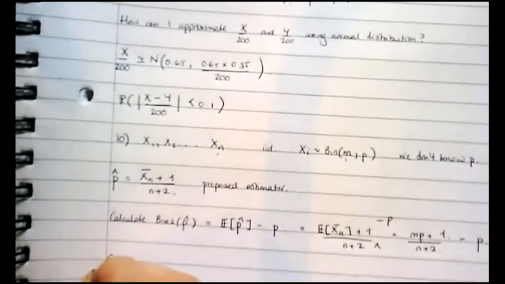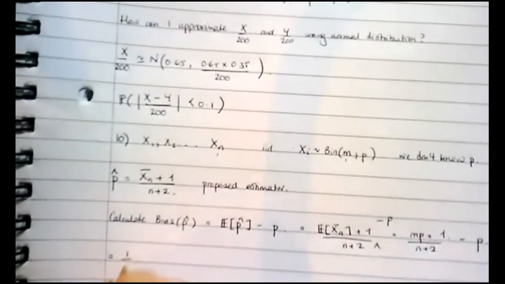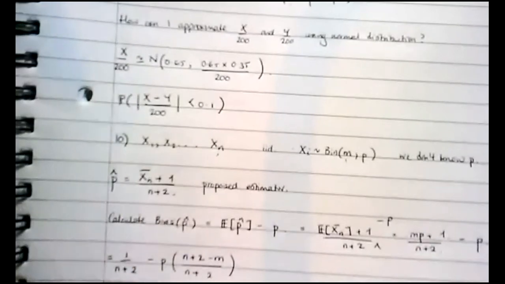Okay. And if I rearrange this, to gather up my p's, I'm going to end up with 1 over n plus 2 minus p, and then n plus 2 minus n plus 2 divided by n plus 2. And then the second part of the question was about what happens to this asymptotically. So what happens to this when n gets really, really big? So, oh dear.